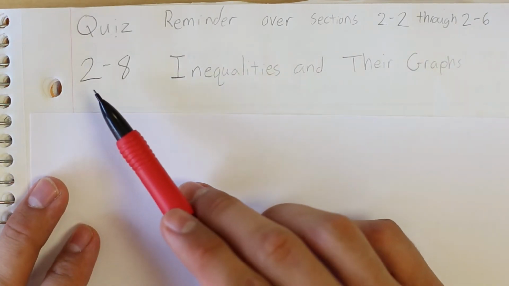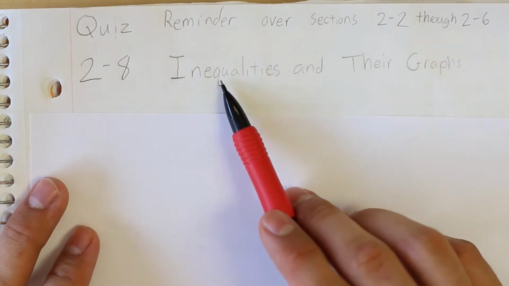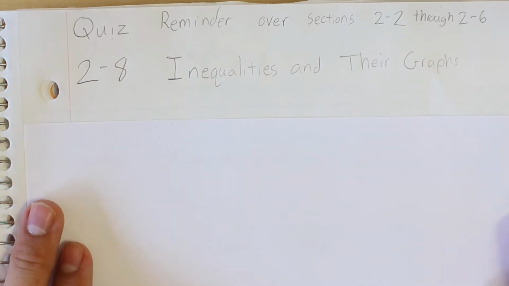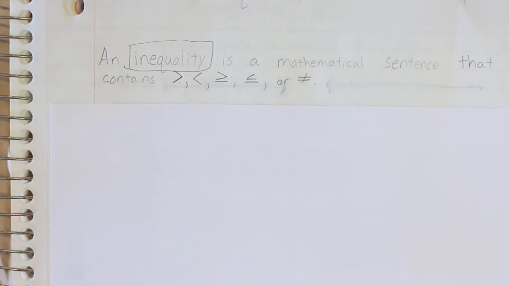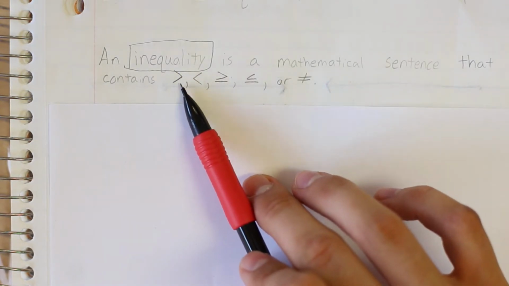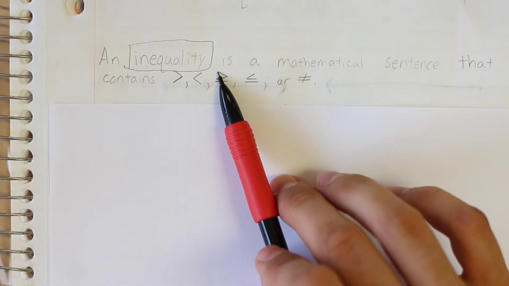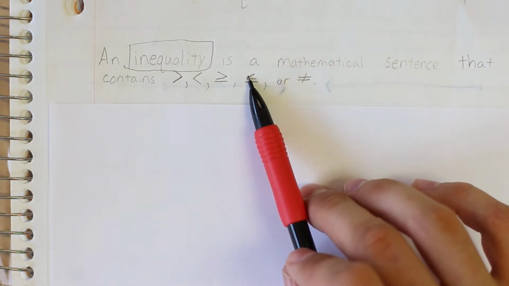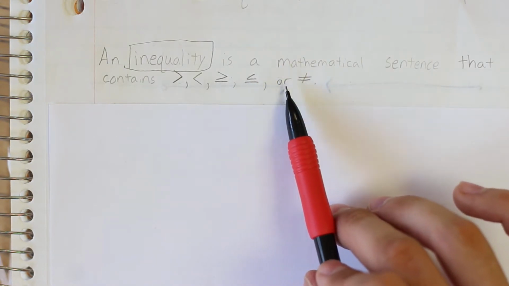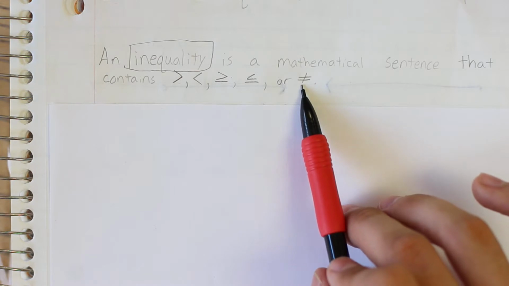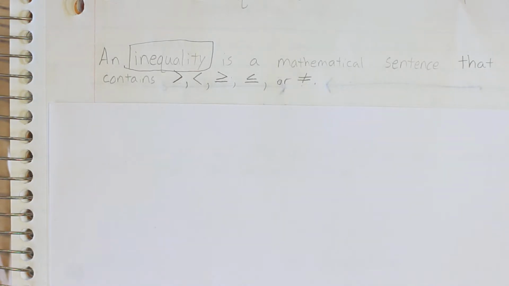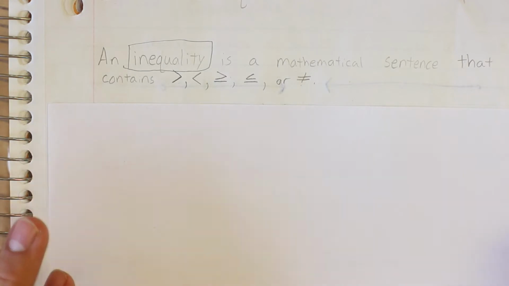Today's lesson covers section 2.8, inequalities and their graphs. First, we need to define some words. So what is an inequality? Well, an inequality is a mathematical sentence that contains the greater than symbol, the less than symbol, the greater than or equal to symbol, the less than or equal to symbol, or it contains the not equal to symbol, okay? So, let's begin by writing down that whole definition. If you need to pause the video, do so.